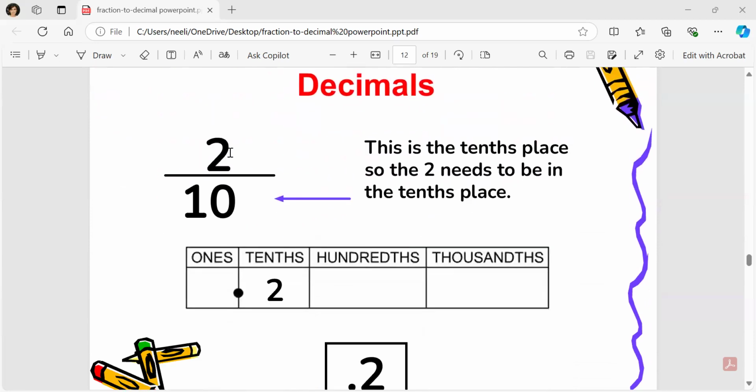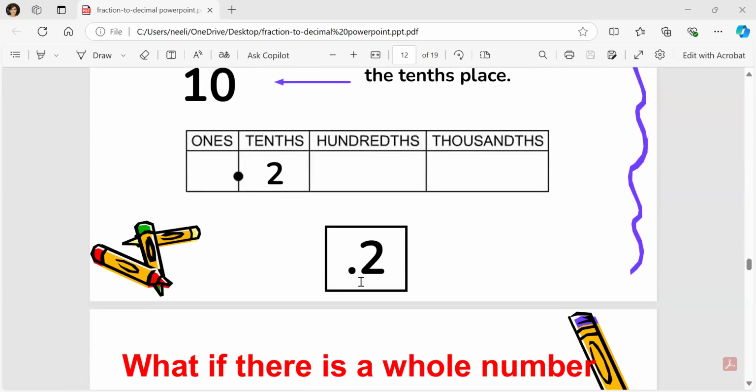One more example, fraction 2 upon 10. So we can see in the denominator it's 10th. Therefore, 2 will be written at the 10th place. So the decimal form of 2 by 10 is 0.2.